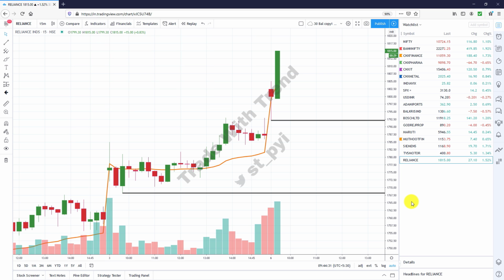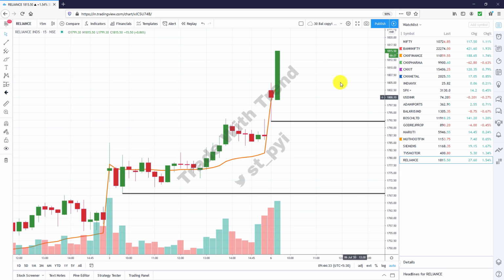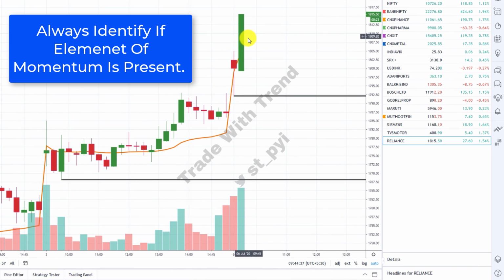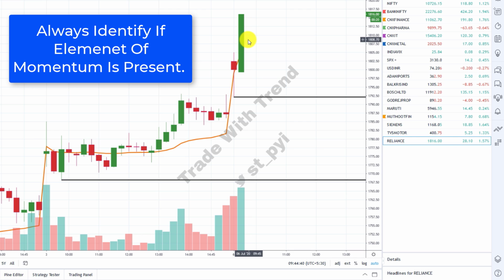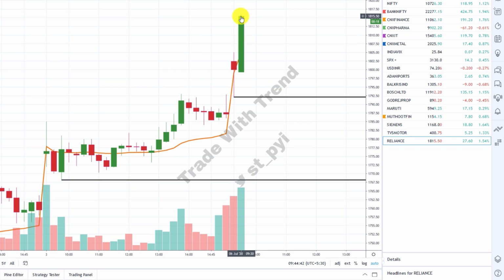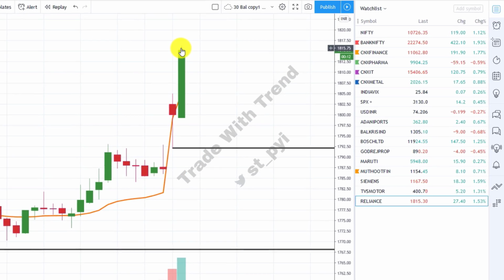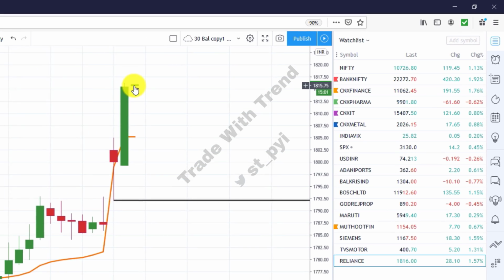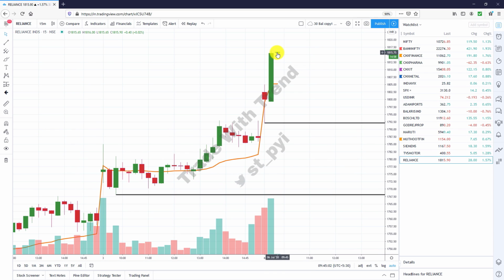Obviously for day traders, I just marked out the stop loss level at 1792. So take a look at this candle, just about 40 seconds left for this candle to finish, 23 seconds in fact, and price is just moving higher, 1816 now, and this is a fresh day's high for Reliance. And see, the thing is, Nifty is up about 1.13%, Bank Nifty is up 1.93%, advanced decline ratio is 3:1. So definitely broader market momentum is really strong today, and it is reflecting in how Reliance is moving, in how other large cap stocks are moving.